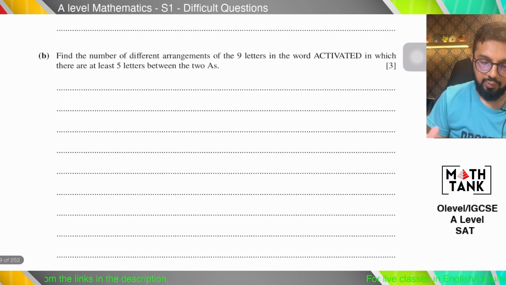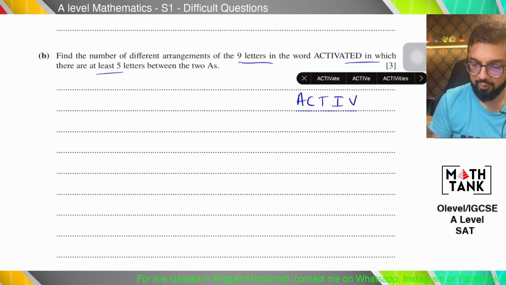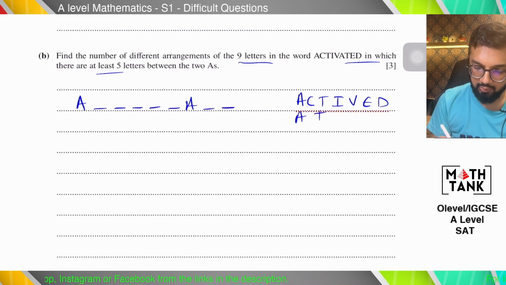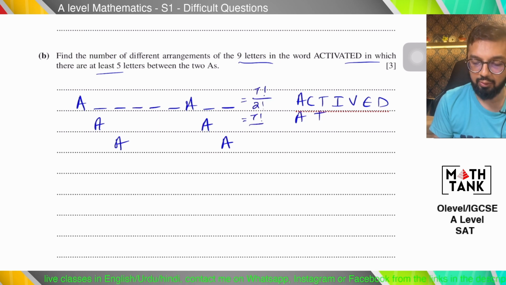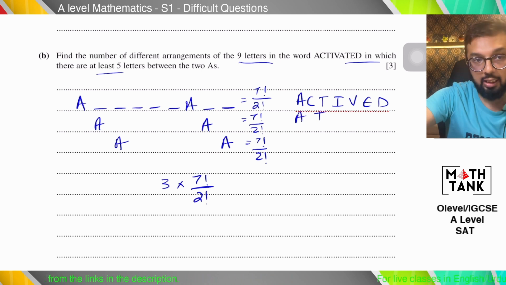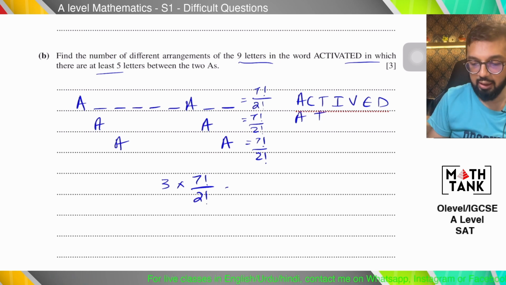5/3. Yeah. Find the number of different arrangements of the 9 letters in which there are at least 5 letters between the two A's. Okay, so A, 5 and 2 and 7. Okay, so A could be here and here, or A could be here and here. Okay, so there are 3 different positions. What about the other letters? So that's 7 factorial over 2 factorial. That's also 7 factorial over 2 factorial. And that's also 7 factorial over 2 factorial. You could say 3 into 7 factorial over 2 factorial, because there are 3 different ways of arranging the A's. So that sort of gives me an answer. Yeah, it gives me the correct answer.